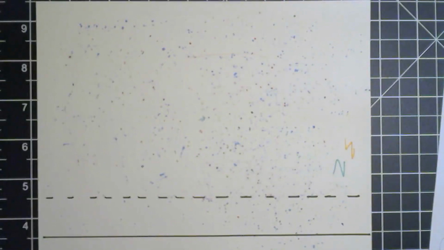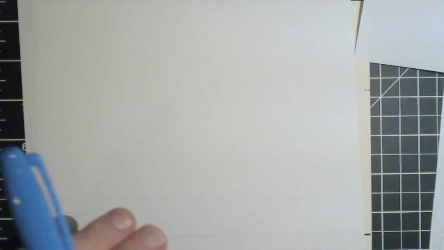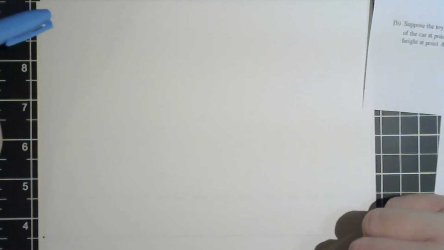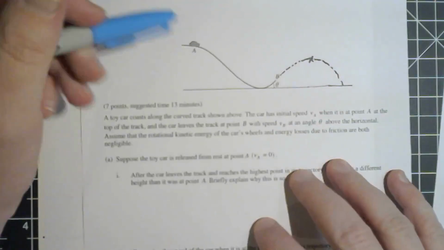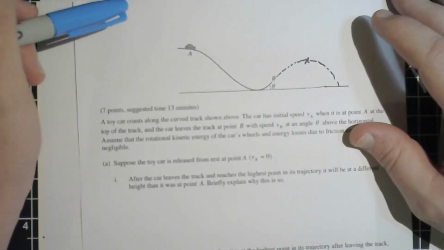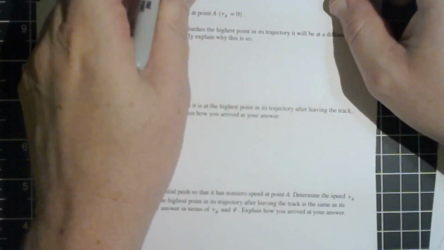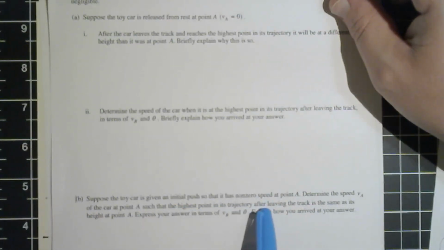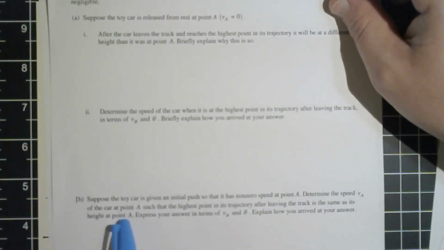All right, and so lastly, the very last part: suppose the toy car is given an initial push so that it has non-zero speed at point A. And so this is kind of what it says originally, that we're going to push this car. It's already going to be moving at point A. And it says determine the speed VA, that initial speed, of the car at point A such that the highest point in its trajectory after leaving the track is the same as the highest point in A.